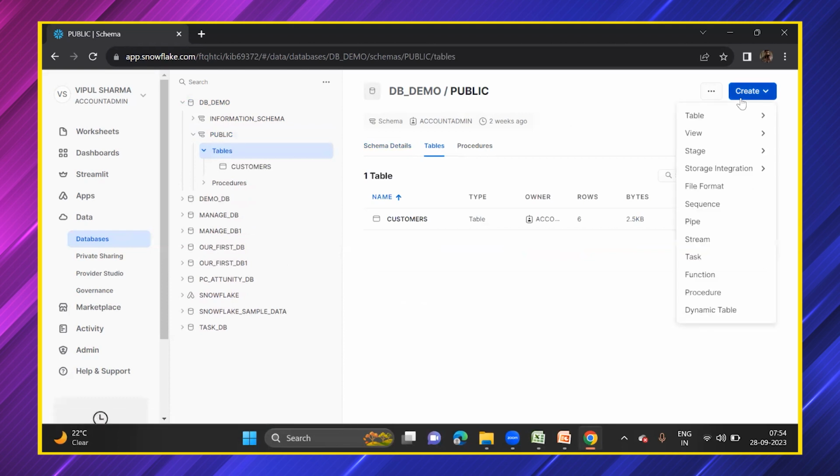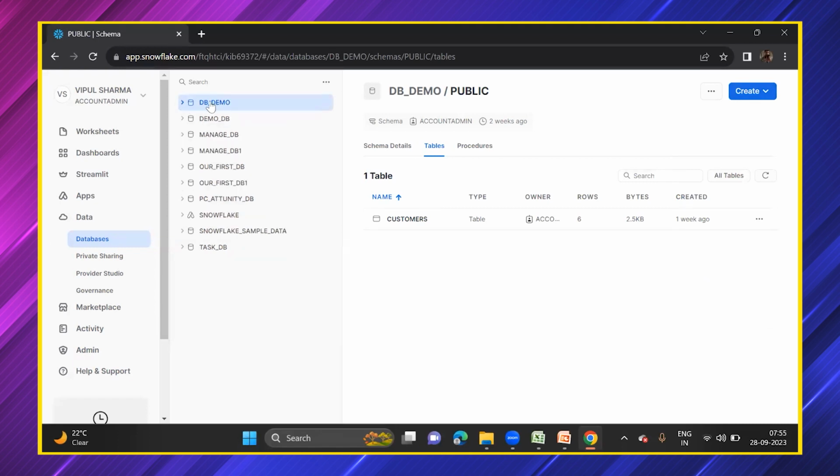So if I just click over here, you can see what all different artifacts we can create. We can create a table, a view, a stage, storage integration, file format, sequence, pipe, stream, task, function, procedure, dynamic table. So all these components we can create within this Snowflake data warehouse, right? So this is how you can segregate your systems.